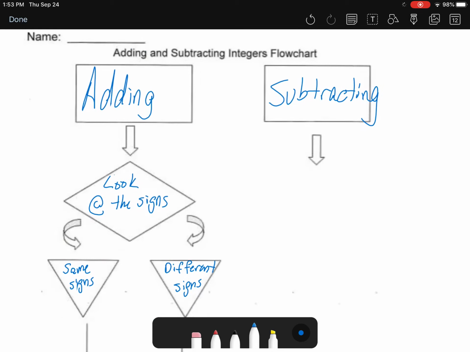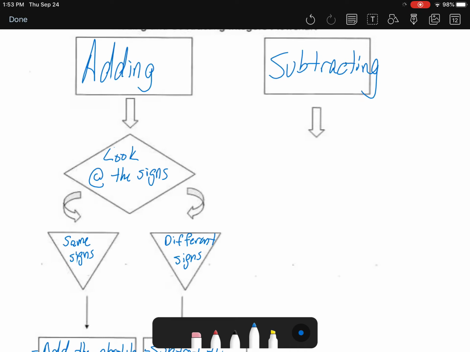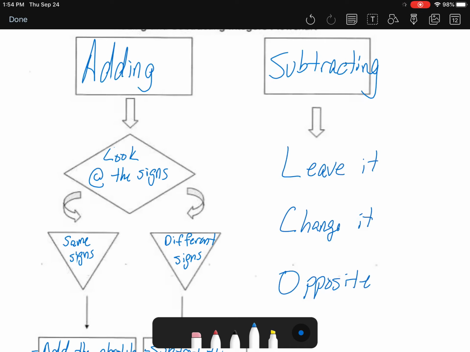All right, now let's move over to subtracting. For subtracting, it's something we have already learned. Our first step for subtracting will be LCO, or leave it, change it, opposite. Because after you use LCO, your problem now just turns into an addition problem. And you can go forth and just follow those steps there.